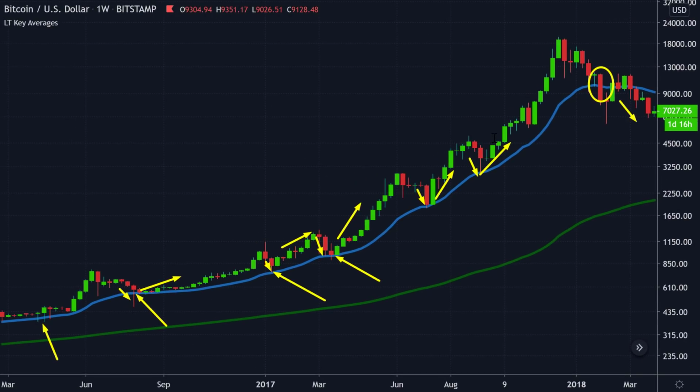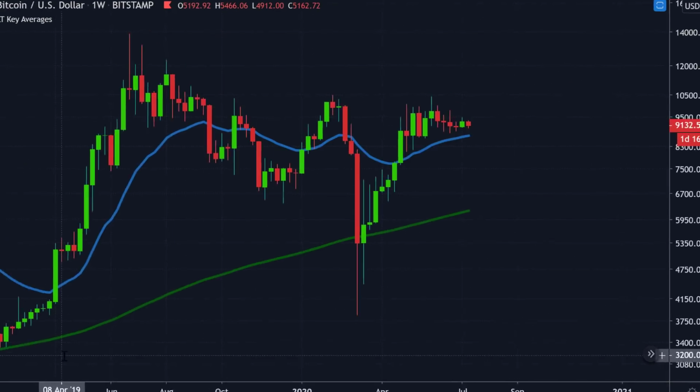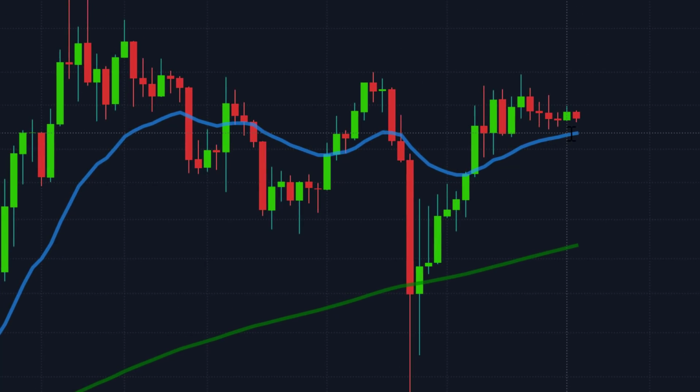So you can see, for example, why the weekly 21 still remains a very important level on the charts. All right, guys? So that's why I'm still saying at the moment, the way I'm seeing the chart of Bitcoin, look, we're above the 21. That's good news so far.